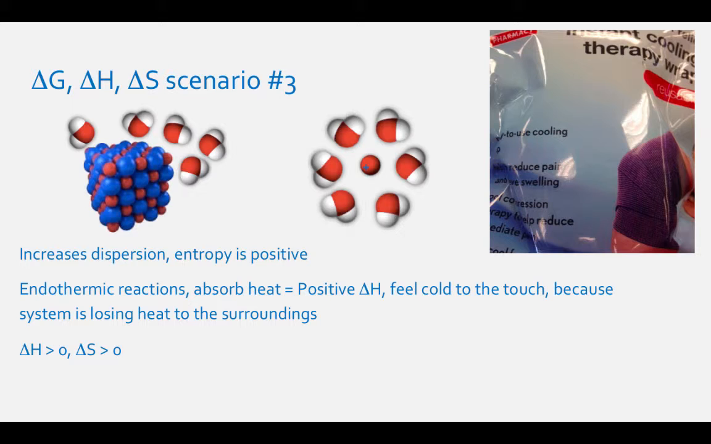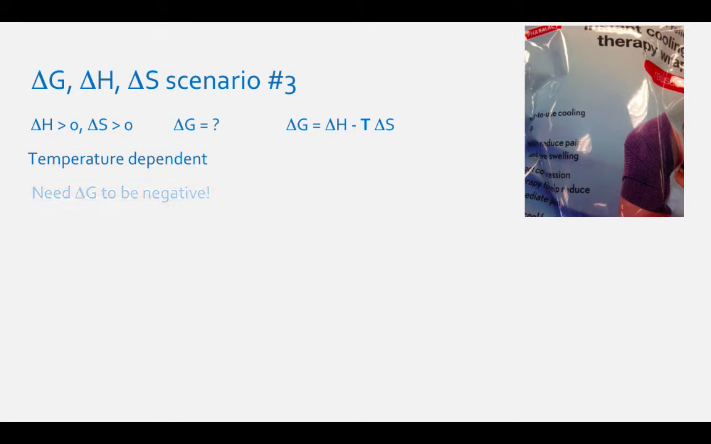The Gibbs free energy equation does have one more variable in it, temperature. So this process becomes temperature dependent. But obviously this is a spontaneous reaction because the cold packs can get cold. We need our delta G to be negative for this to be a spontaneous reaction. So let's analyze this equation to see what would make our delta G negative.